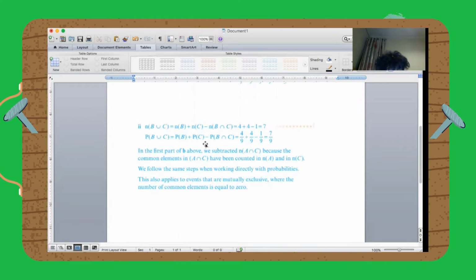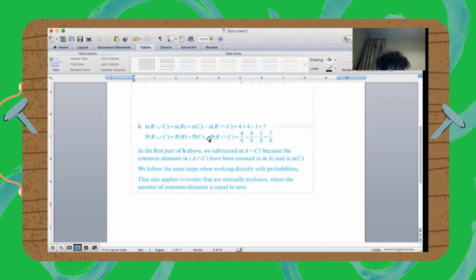So set B contains 4 of the 9 elements, so it will be 4 over 9. Set C also contains 4 of the 9 elements, so it will be 4 over 9, and will be subtracted by the probability of B intersect C, which will also be 1 over 9. So the answer will be 7 over 9.